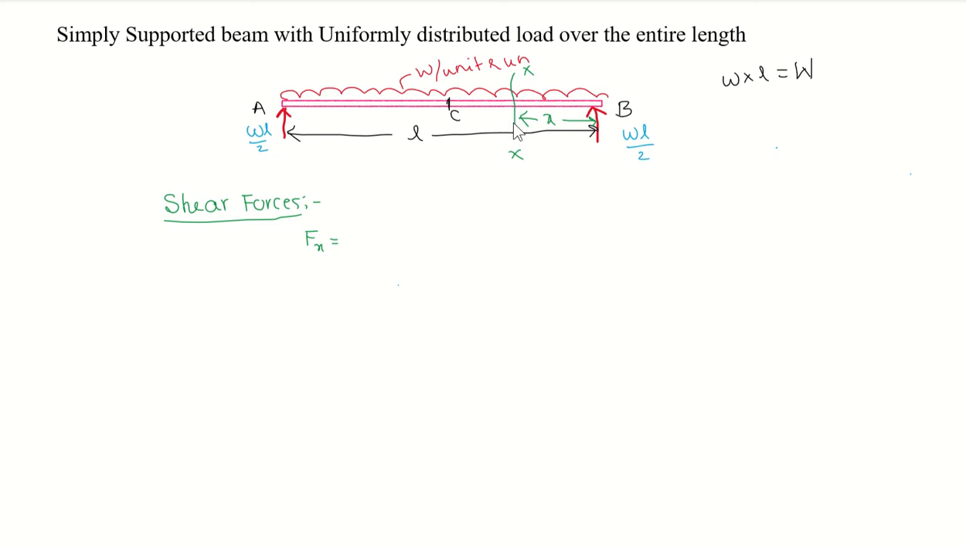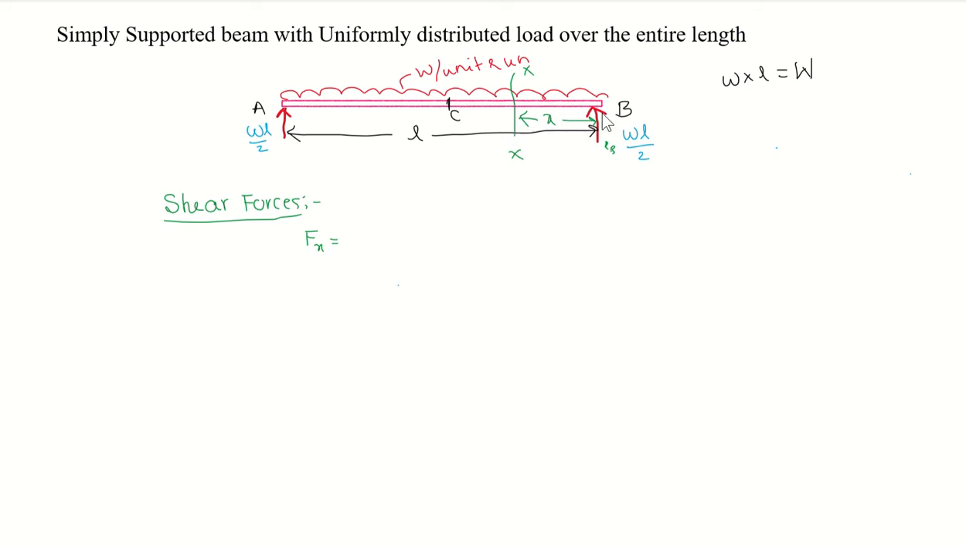So if I consider my section here, I'm considering the right part of my portion, as we are habituated to do from the previous videos. Okay, so we have two forces, right? One is WL by 2, that is the reaction shown by B, RB. And another force is the downward force, the uniformly distributed load spread over the distance X.